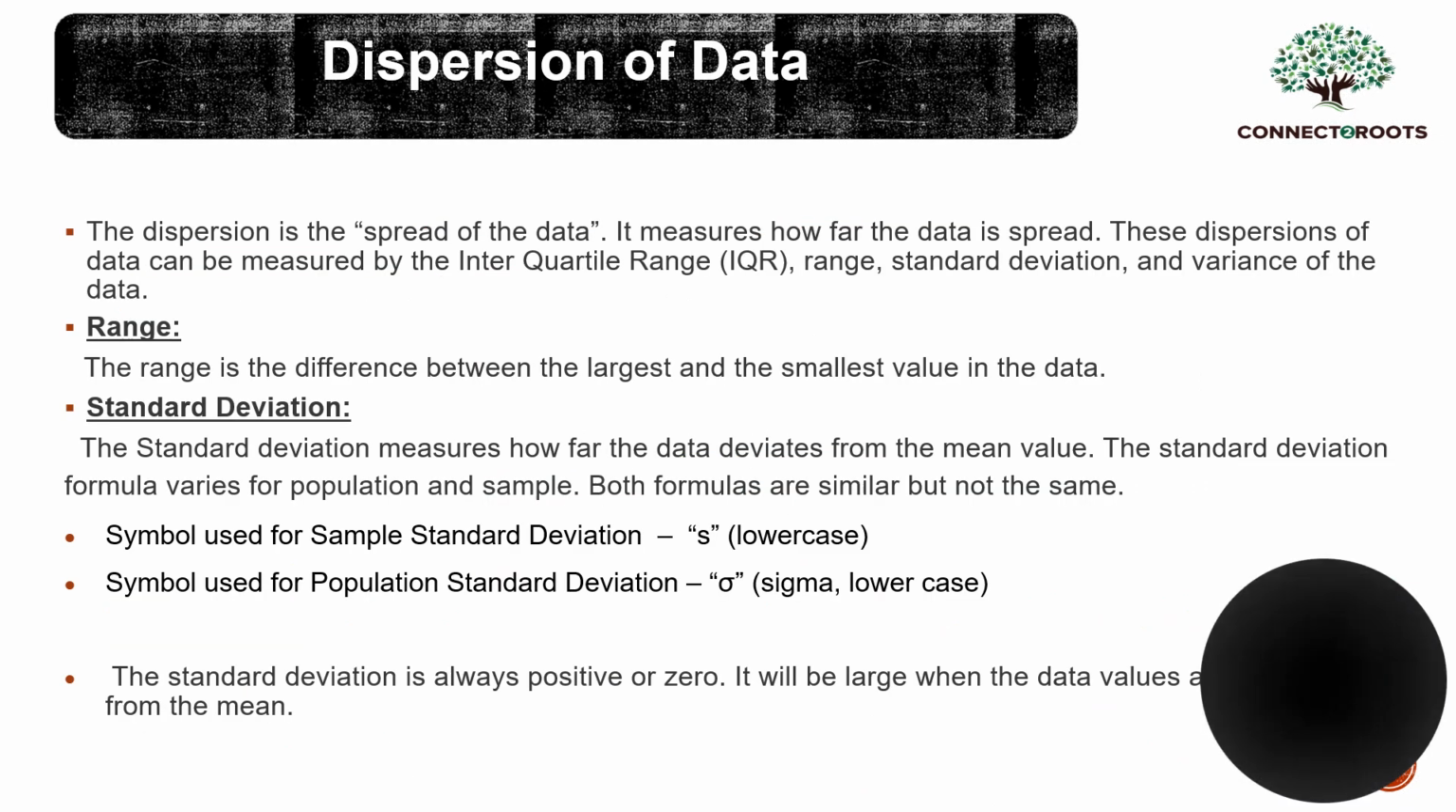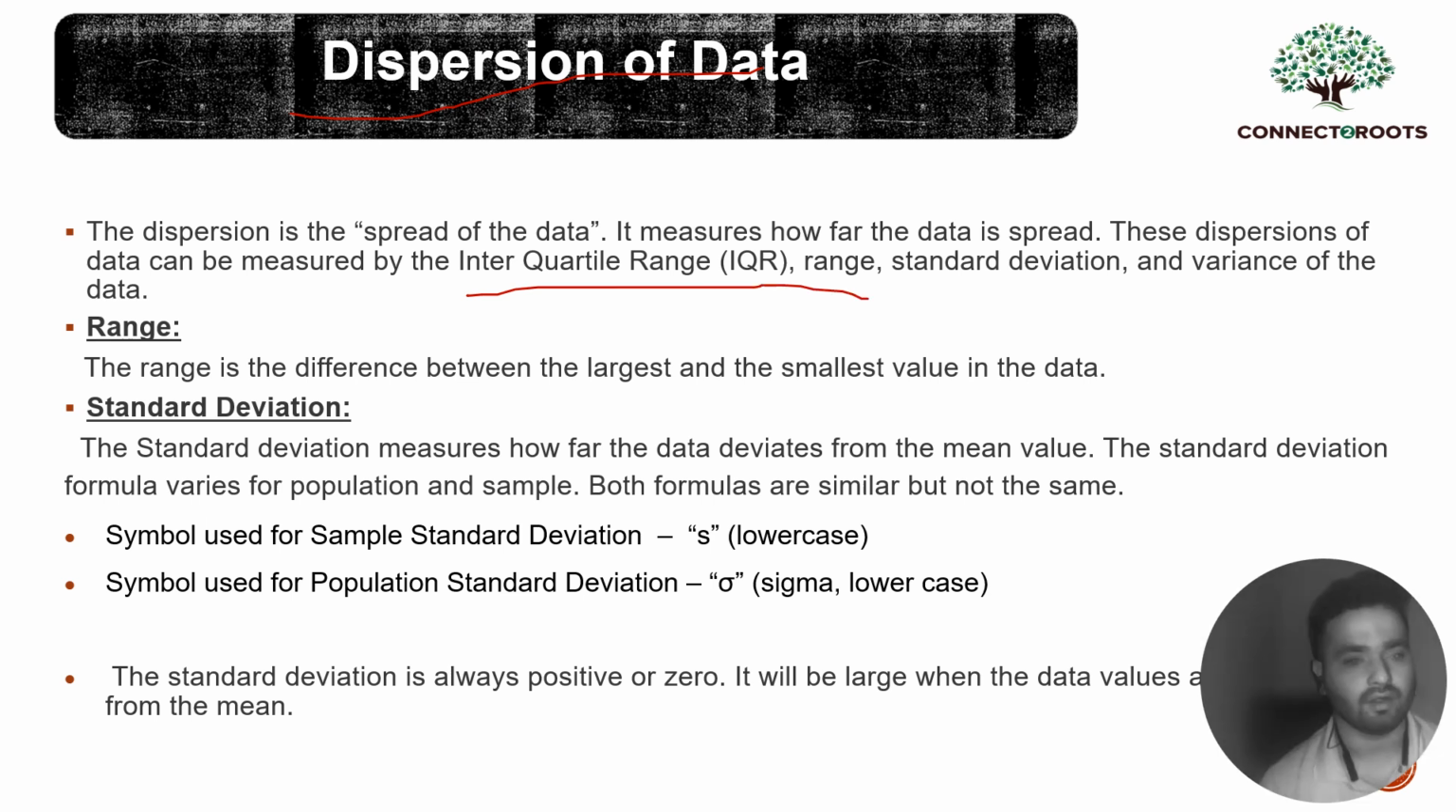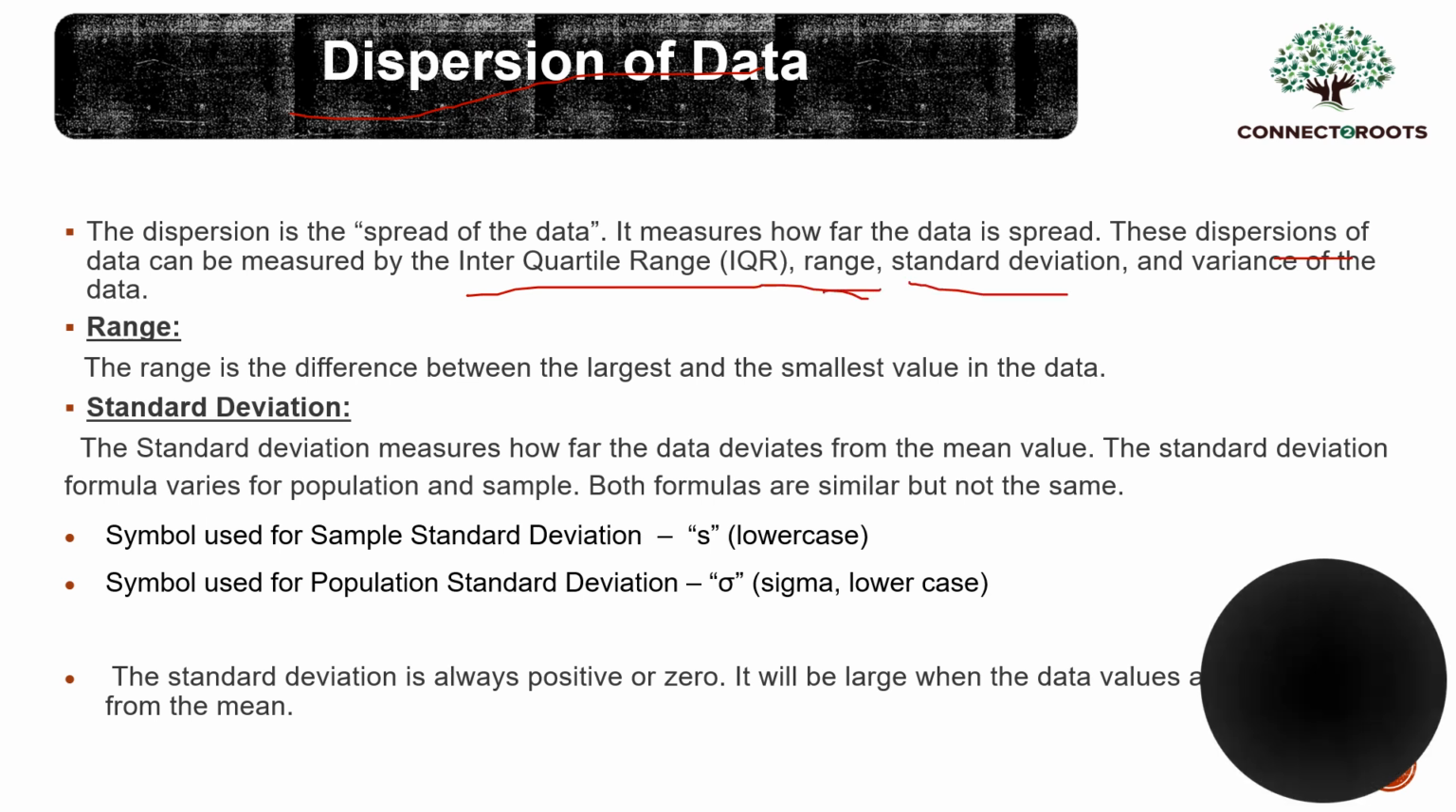So now let's move to the dispersion of data. So what is dispersion of data? Dispersion is the spread of the data, how your data is spread. It measures how far the data is spread. This dispersion of the data can be measured by interquartile range, standard deviation and variance of the data.